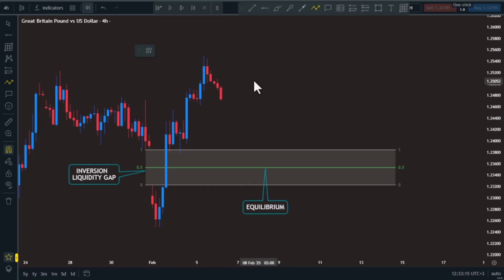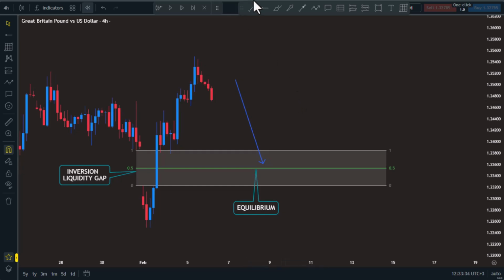Now let's get into how you can trade this. One approach is to wait for the structure break and enter on the retracement to the equilibrium. Place your stop loss below the low of the gap if you're going long, or above the high if you're short. Your target could be the next significant level or a measured move based on the gap size.